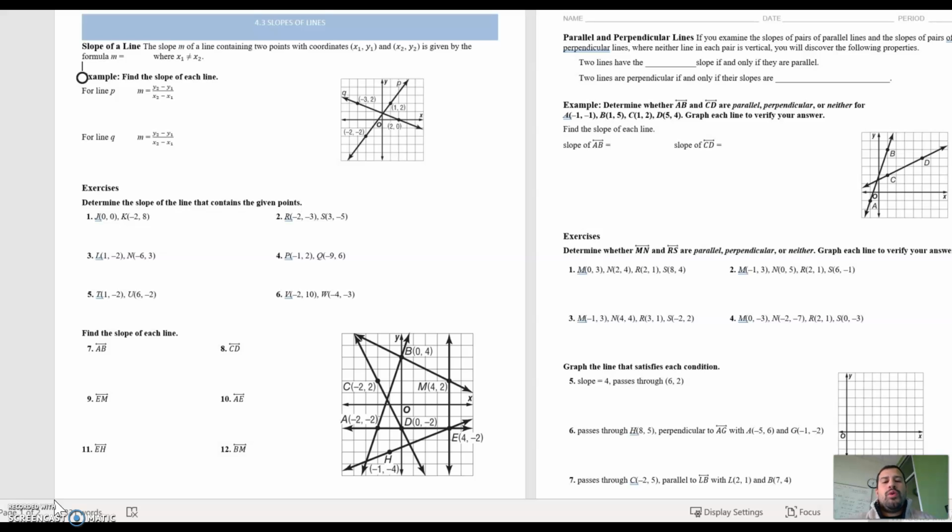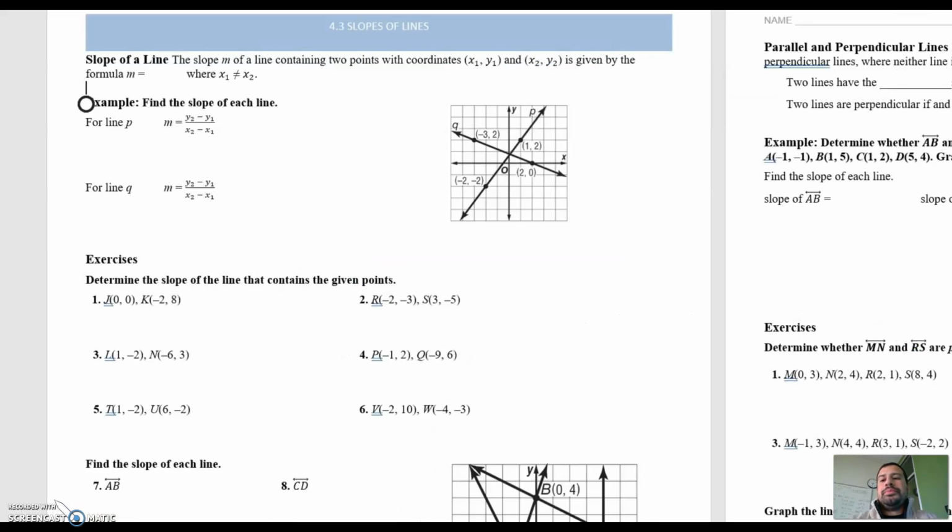Before going through this video, make sure that you've completed the Desmos activity. After the Desmos activity, you are ready to go in this video, and then whatever we do not finish, you guys are going to have to complete those problems. So here we go, let's get started.